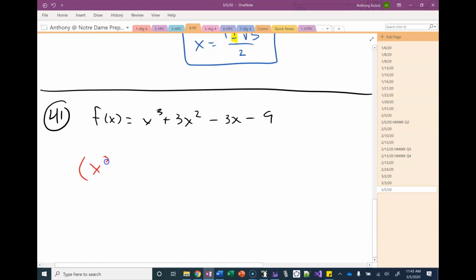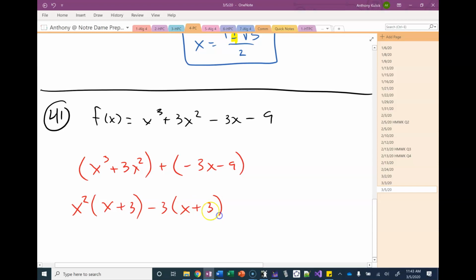So what I'll do is I'll group the first 2 together, and then I'll group the second 2 together, and look for a greatest common factor in each place. So in the first group, I see that I have an x squared in common, and in the second group, I see I have a negative 3 in common. And I know I can continue and use this factor by grouping technique because I have a common factor here on this step.